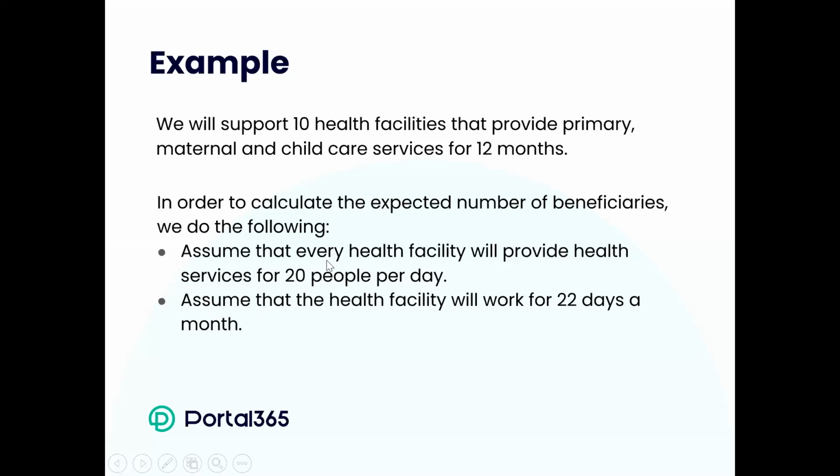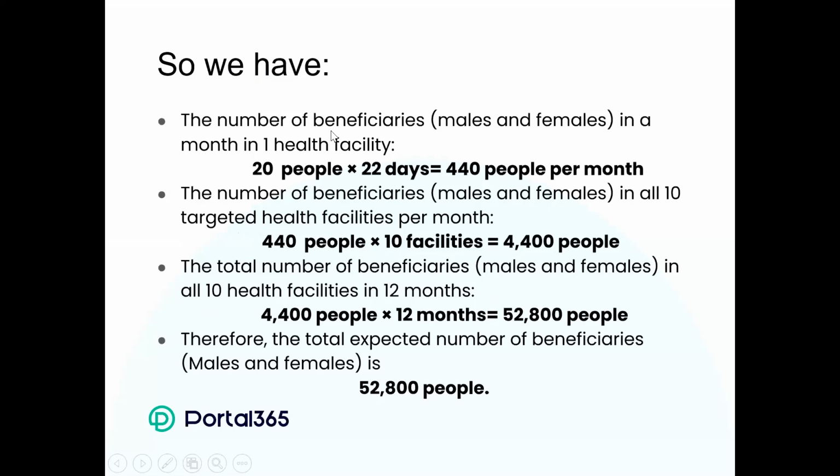From the given information, we will start to see the number of beneficiaries, males and females, in the month. In one health facility will be 20 people every day, and the health facility will work for 22 days, so it will be 440 people per month in one health facility. Then the number of beneficiaries, males and females, in 10 targeted health facilities per month will be for one health facility, but we are serving 10. Then 10 health facilities by 440, we will be having 4,400 people that will benefit from the services in 1 month.